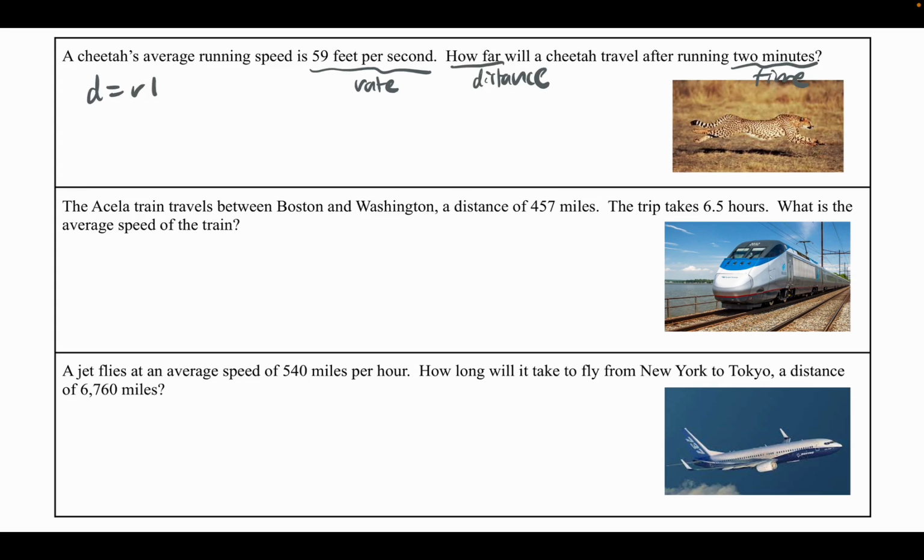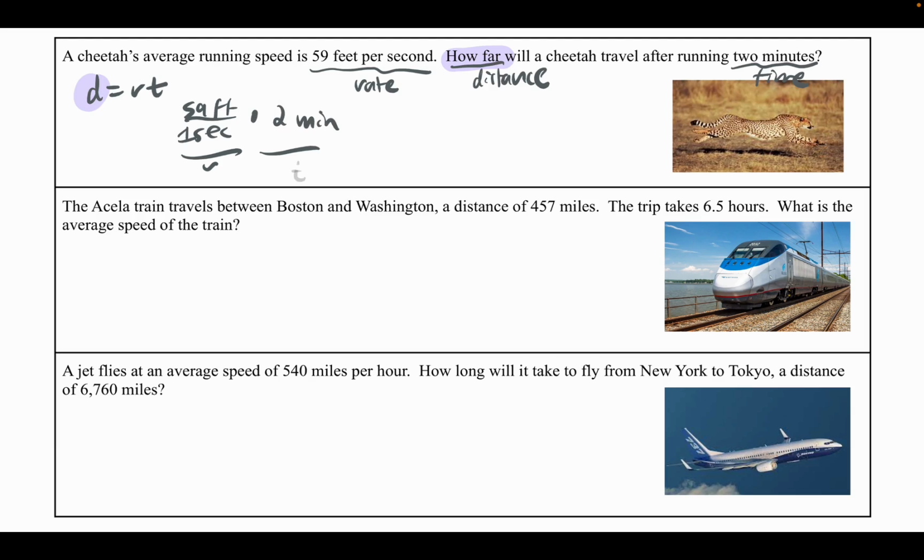Since we do know that the relationship between distance, rate, and time is d equals rt, and we're trying to figure out how far, then we're just determining that distance, which just means that if we take the known rate and the known time and find their product, we can find that distance traveled. So if we take that rate and multiply it with the time, we get that 59 feet per second per 1 second is going to multiply with 2 minutes.